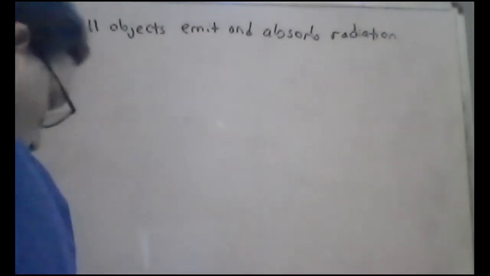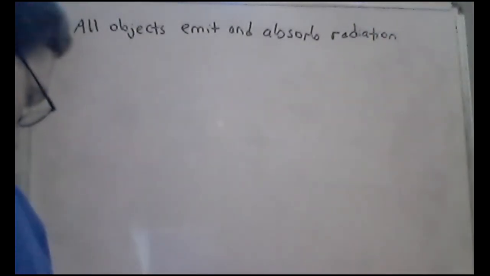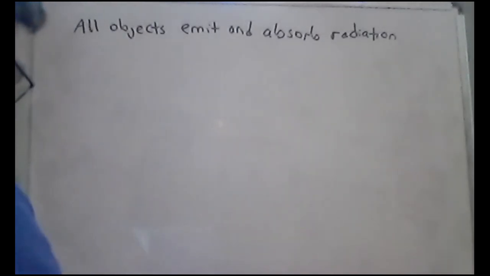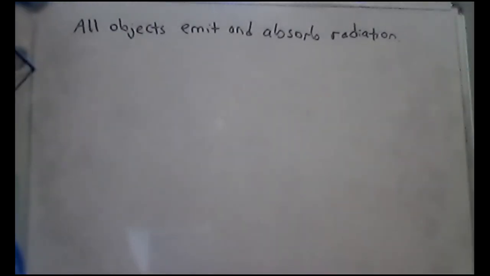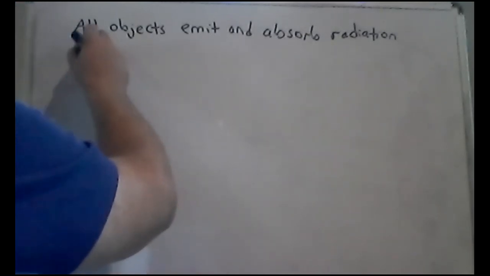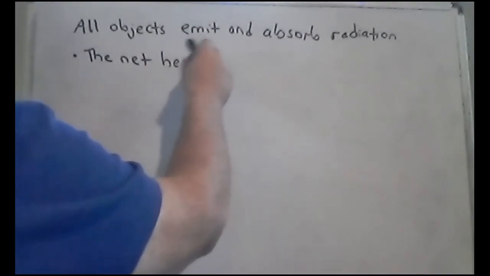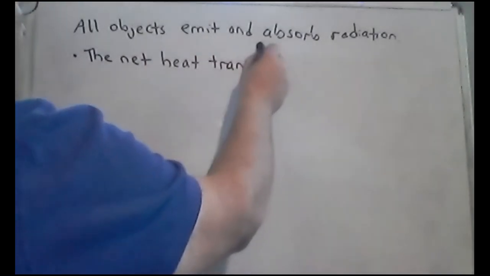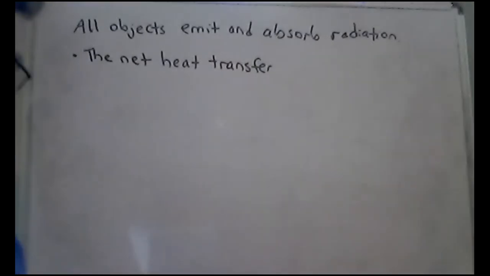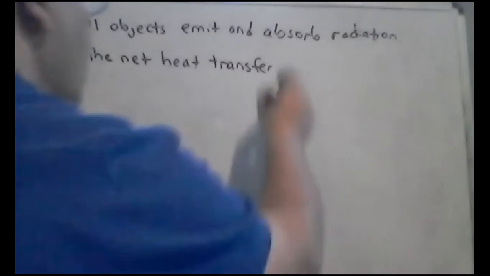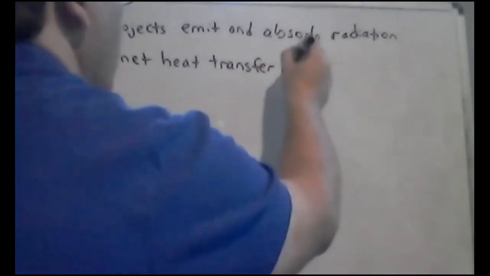Okay. Now, the net heat transfer of the radiation relates to the temperature of the object and then also the temperature of the environment. So the net heat transfer, that's what we're really after. That's really the absorption minus the emission. All right, so that's a net heat transfer.